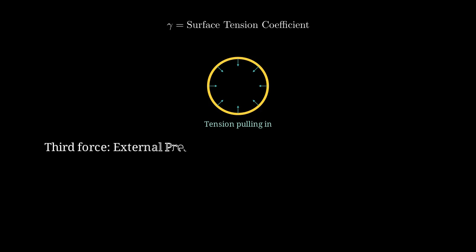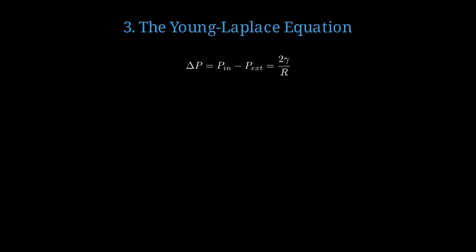The third force is external pressure from the surrounding fluid, which also pushes inward on the capsule. We call this P_external, the pressure of the fluid surrounding our microcapsule. These three forces balance according to a fundamental equation discovered in the early 1800s. The Young-Laplace equation states that the pressure difference equals 2 gamma divided by r. This is the key equation governing microcapsules.